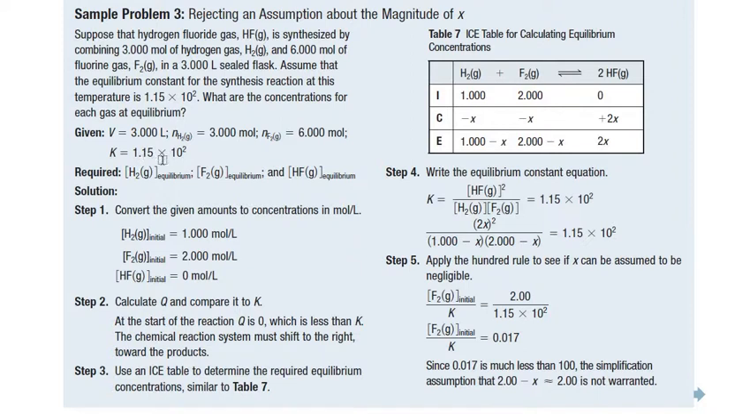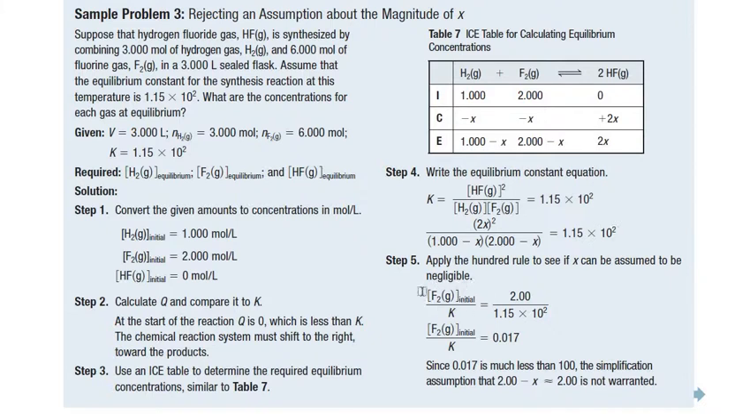K is given, which is 1.15 times 10 to the power of 2. So we have the ICE table. We have minus x because these are consuming and the coefficient is 1. And here the coefficient is 2 and it's producing, so we have positive 2x. So we have 1 minus x, 2 minus x, and on this side we have 0 plus 2x, which is 2x. So K is going to be the concentration of HF to the power of 2 divided by the concentration of F2 times the concentration of H2, which is 2x to the power of 2 divided by 1 minus x times 2 minus x. And it's going to be equal to 1.15 times 10 to the power of 2.